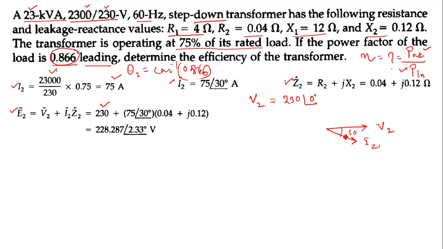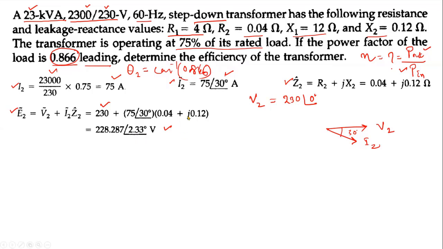That is also the load power factor, right? The load power factor angle is the angular difference between V2 and I2, which is cos inverse of 0.866. Now I know I2 is 75 at 30 degrees, and just by doing this calculation I will find E2. E2 is coming about 228.287 and the angle is around 2.33 degrees, right?